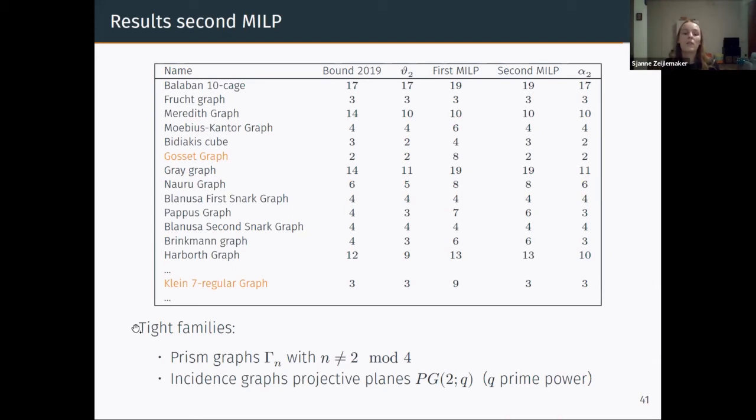Now there's another graph family for which this works well. So again, these prism graphs that we saw before. But now we also get the incidence graphs of certain projective planes as side examples. So again, we have an infinite family for which this bound is tight.